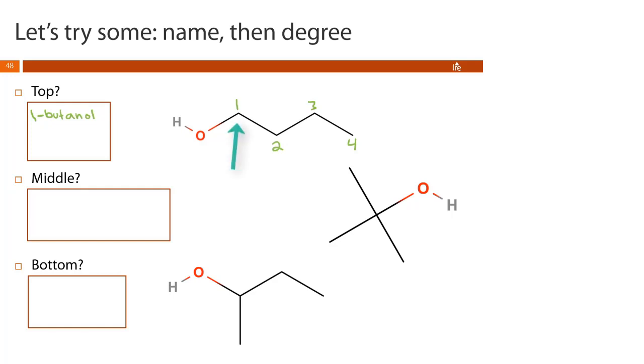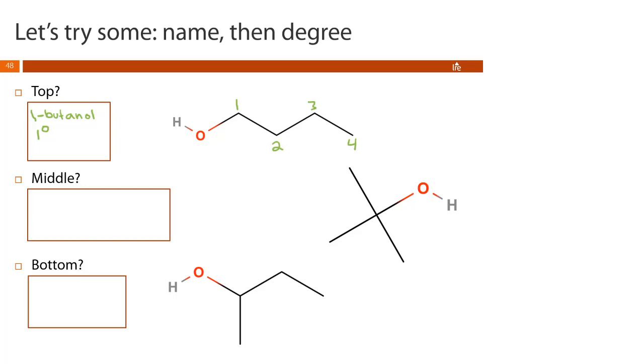Okay, so take a look at your hydroxy carrying carbon. How many carbons are directly attached to the hydroxy carrying carbon? We only have 1 carbon attached to our hydroxy carrying carbon, so this would be a primary alcohol.